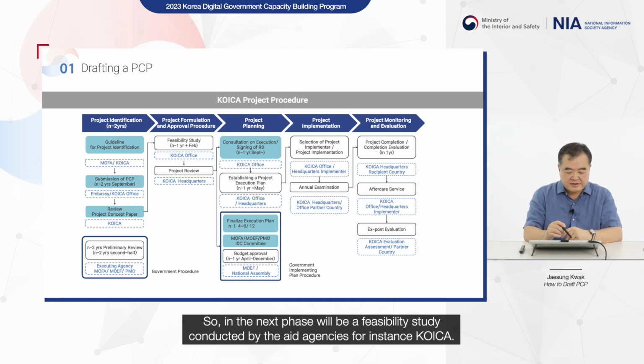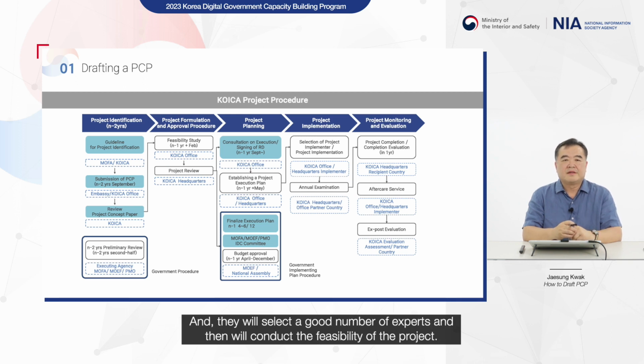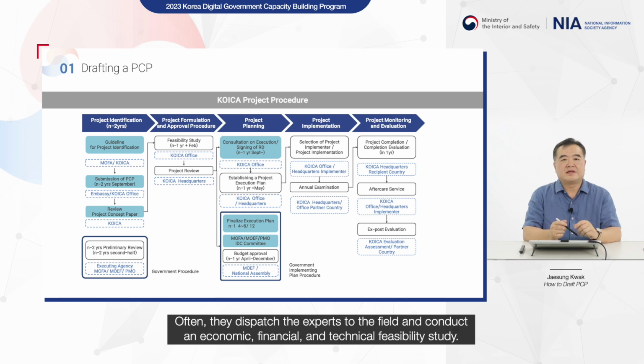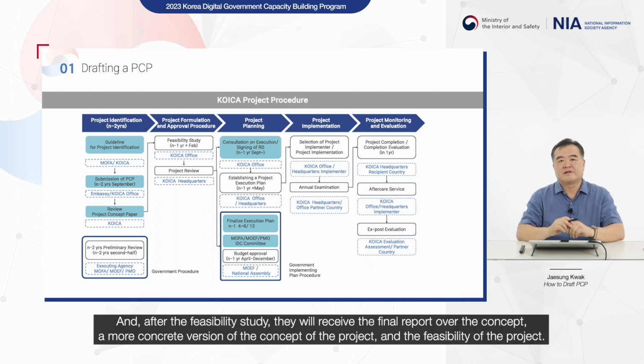So the next phase will be a feasibility study conducted by the aid agencies, for instance KOICA, and they will select a good number of experts and then conduct the feasibility study of the project. Often they dispatch the experts to the field and conduct an economic, financial, and technical feasibility study. And after the feasibility study, they will receive the final report on the concept, a more concrete version of the concept of the project and the feasibility of the project.